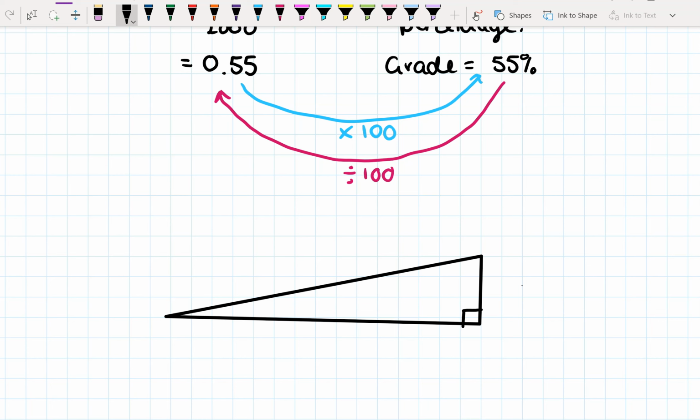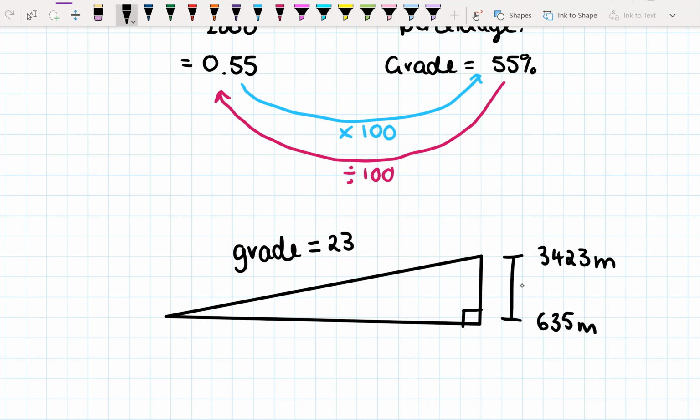We know that the altitude change is from 635 meters up to 3,423 meters. I don't know, I'm just making something up. And we know that the grade of the road is equal to 23%.